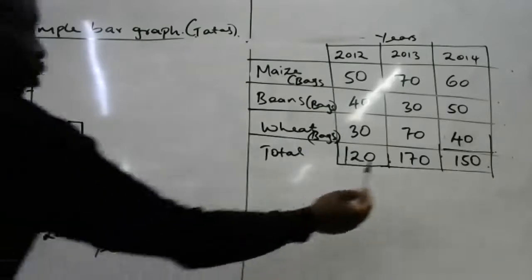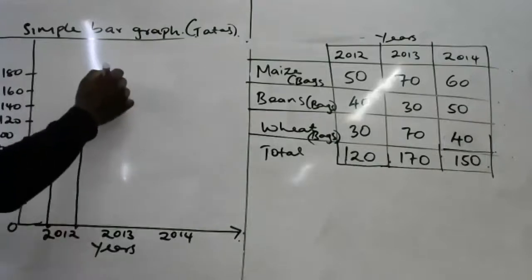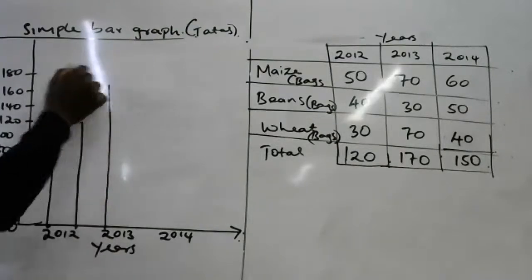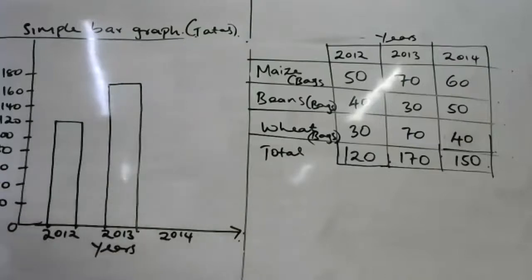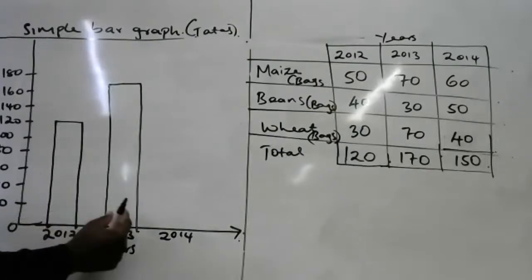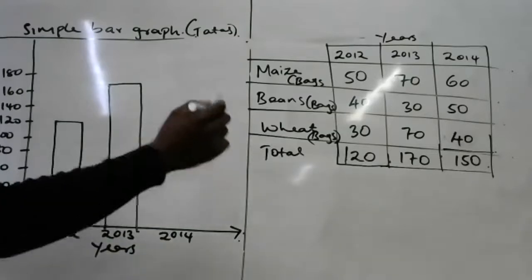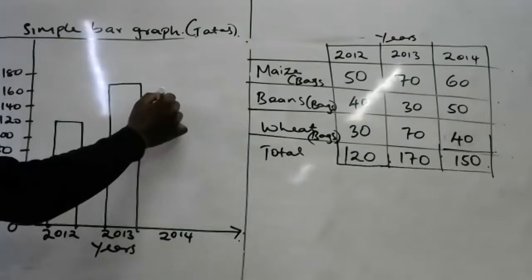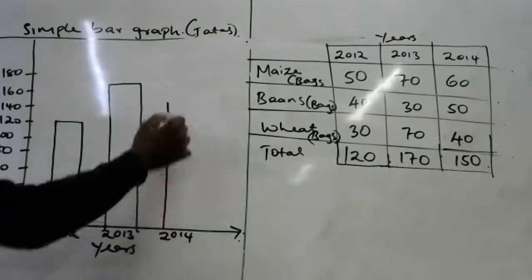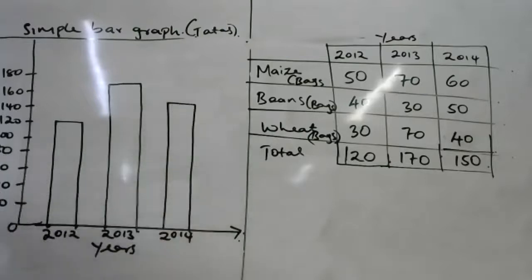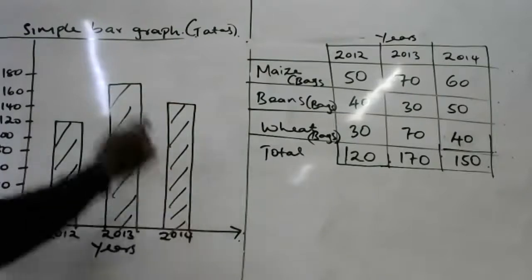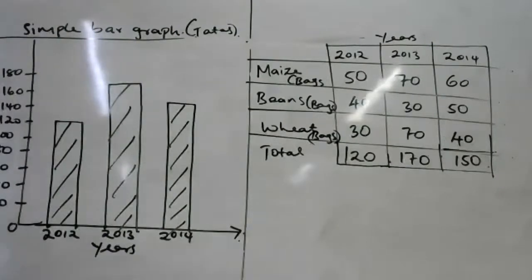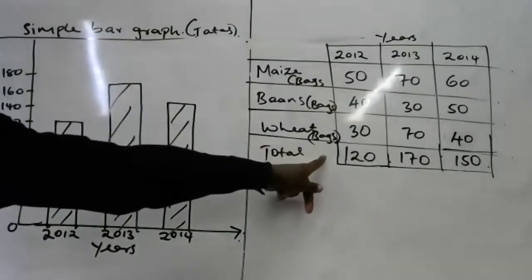For 2013, the total is 170, so it is going to go as high as 170. 170 is between 160 and 180, so it is going to be somewhere there. Remember, you observe the conditions: the spacing from here to here, and also the width of the bar, which is the same. The other one, 2014, the total production is 150. 150 will be between 140 and 160. So those are the bars, and whatever comes out is known as a simple bar graph.